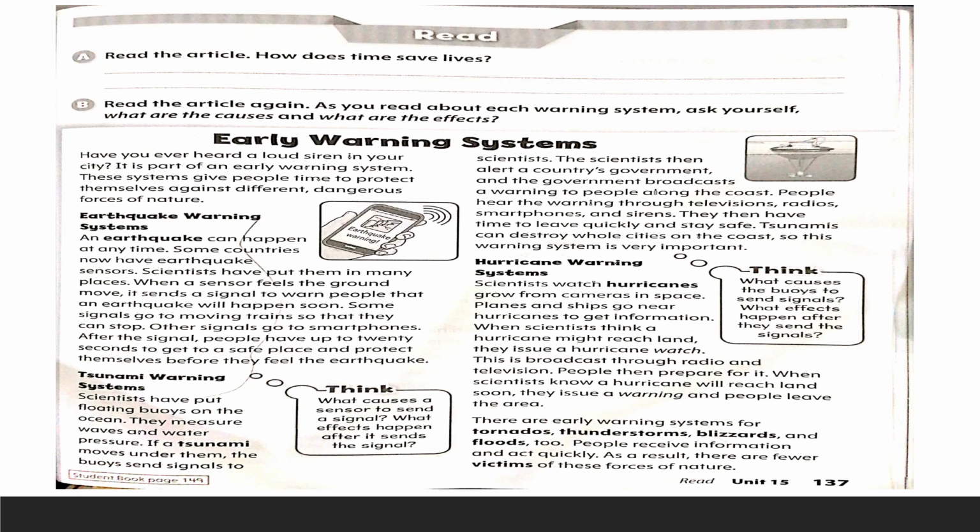There are early warning systems for tornadoes, thunderstorms, blizzards, and floods too. People receive information and act quickly. As a result, there are fewer victims of these forces of nature.